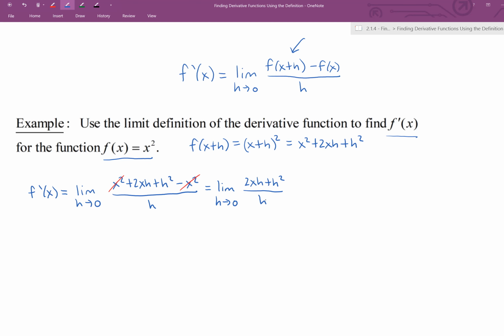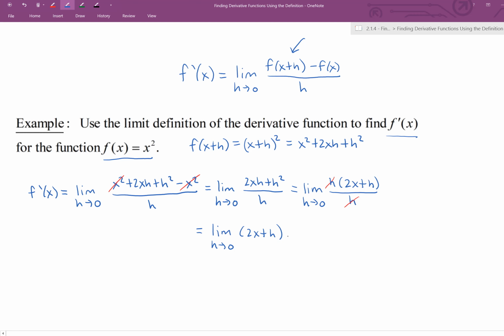So we better do some type of algebraic manipulation here. Notice the numerator has a common factor of h. So write this as the limit as h goes to 0 of h times 2x plus h, all over h. Now we see that common factor of h disappears. Goodbye. And hence, this is just the limit as h goes to 0 of 2x plus h.